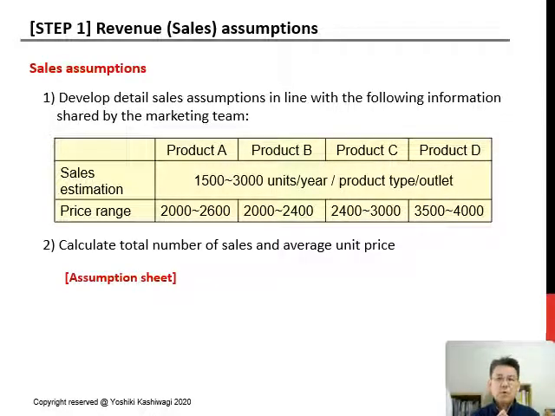It's quite easy to get the total sales number. You can just sum up all the numbers by product, by outlet. But the issue is how you can calculate the average unit price. This is not that easy. Okay, let's look at it together.